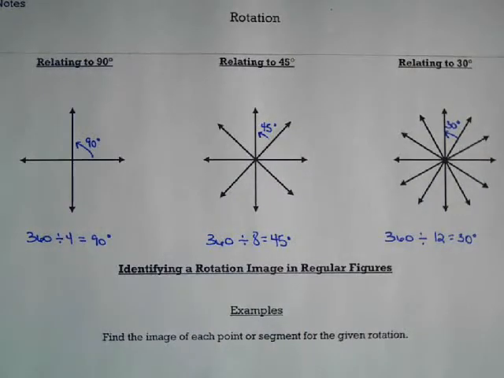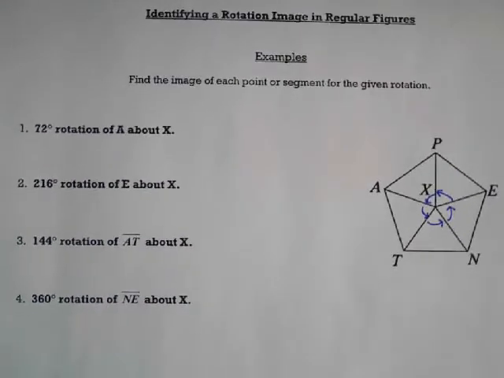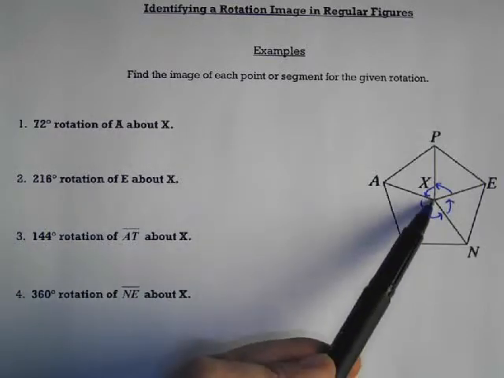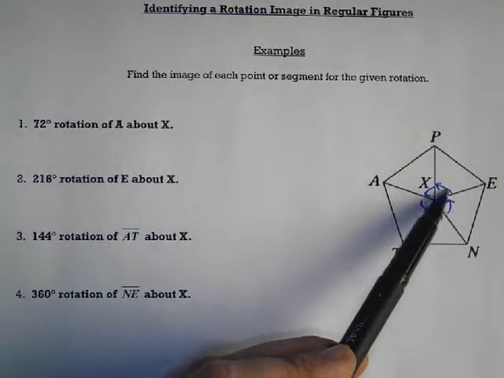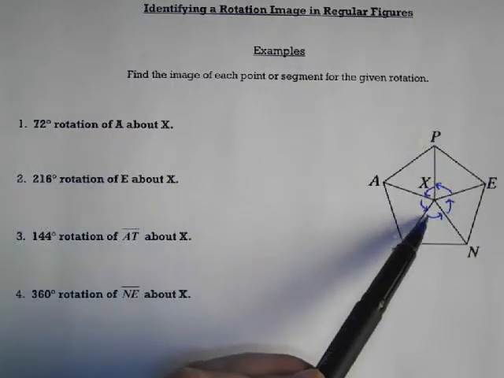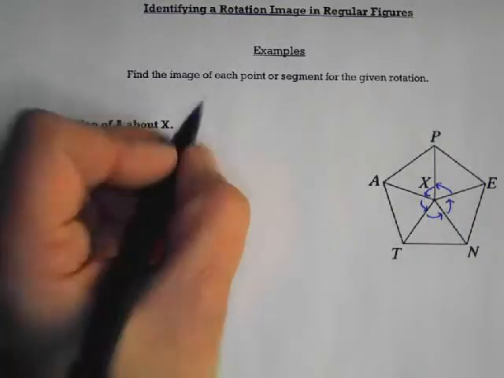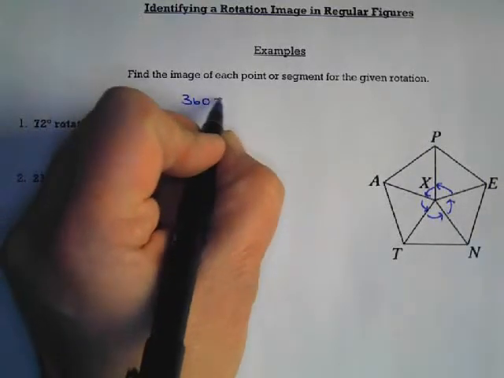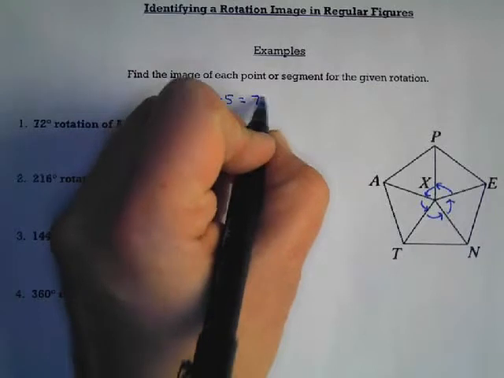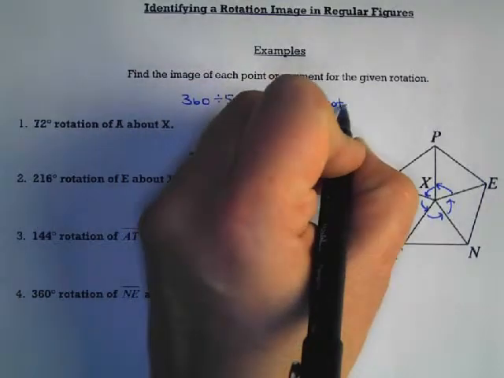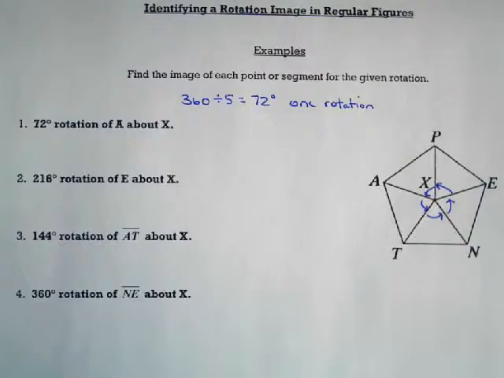So for example, we have a pentagon with each vertex labeled, and the point of rotation will be x. So if you count, you can go 1, 2, 3, 4, 5 turns before we get back to the original figure. So 360 divided by 5 would give us 72 for one rotation. So one single turn would be 72 degrees.